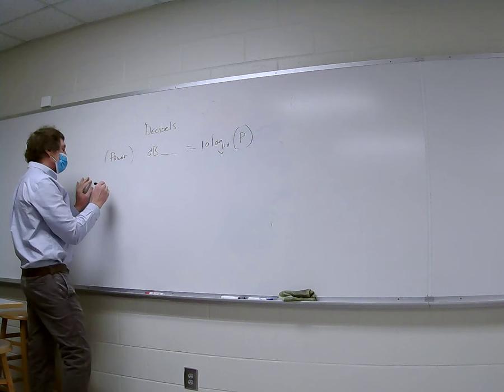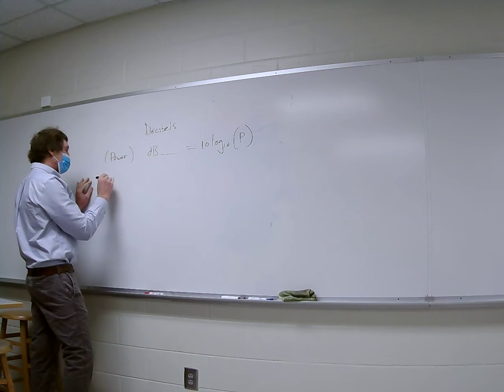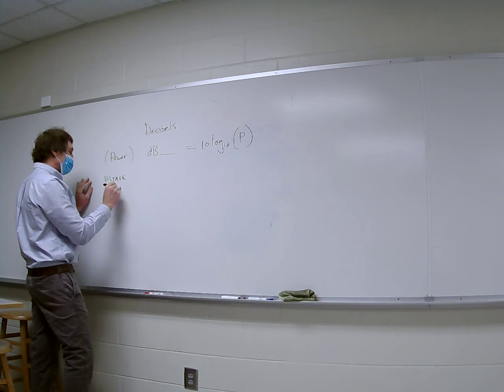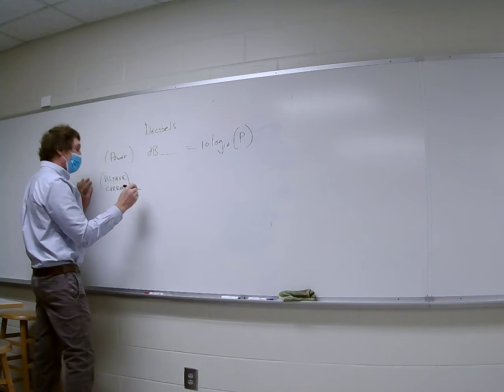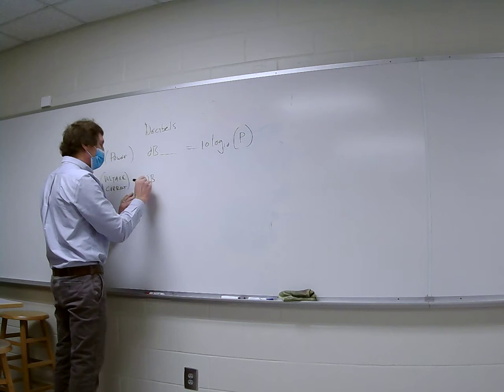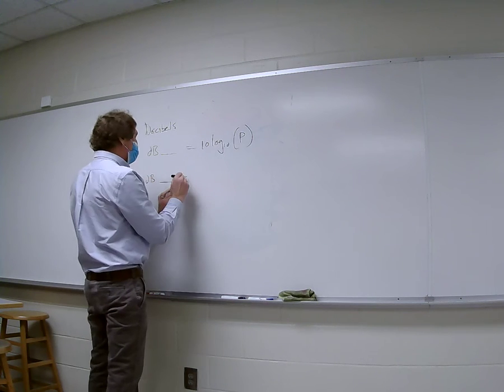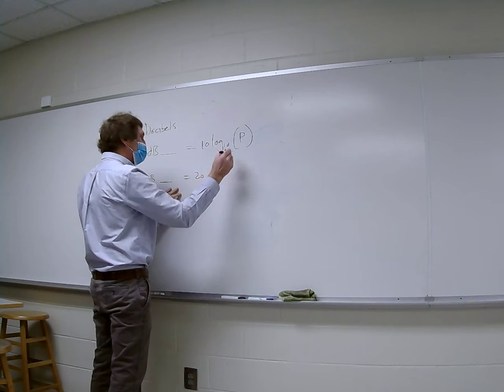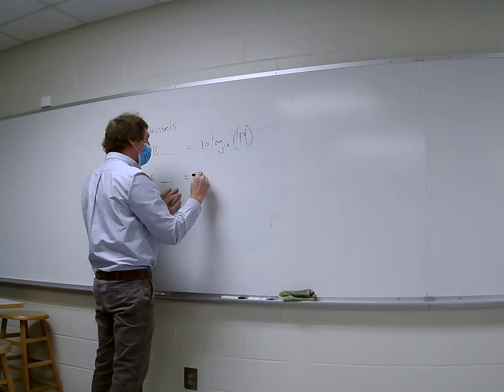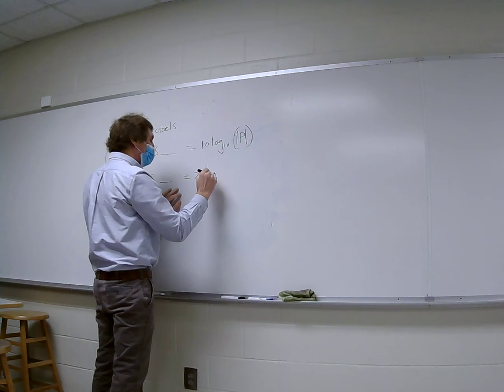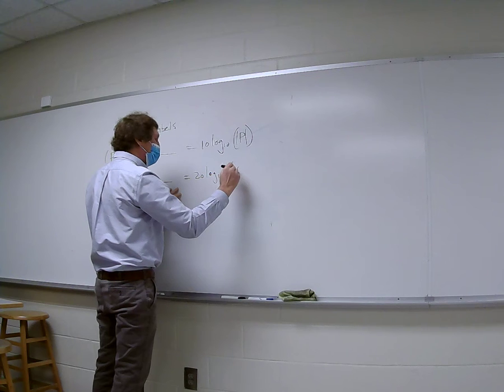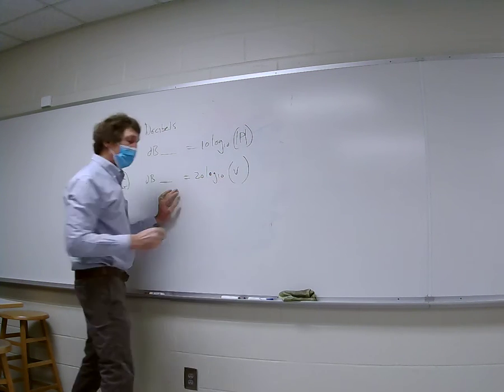Now, if it has to do with voltage or current, then the dB term will be equal to 20 times, and this will be an absolute value, by the way, 20 times the log base 10 of either the voltage or the current. Y'all follow me on that?